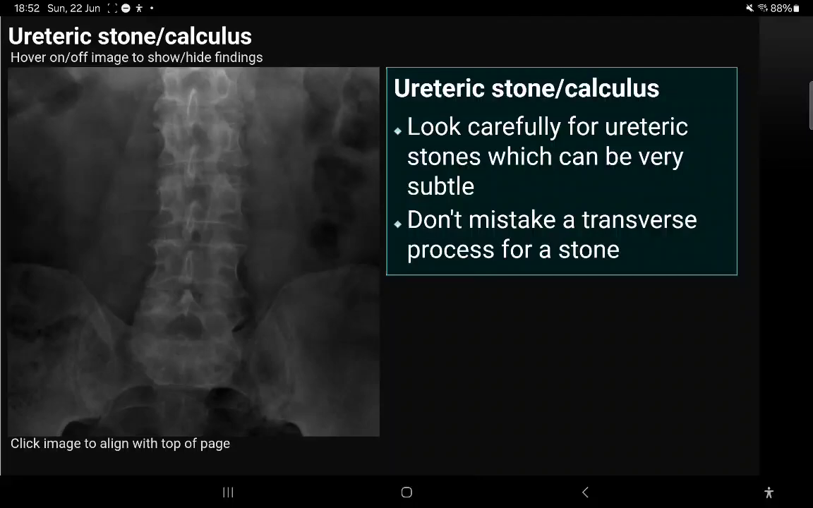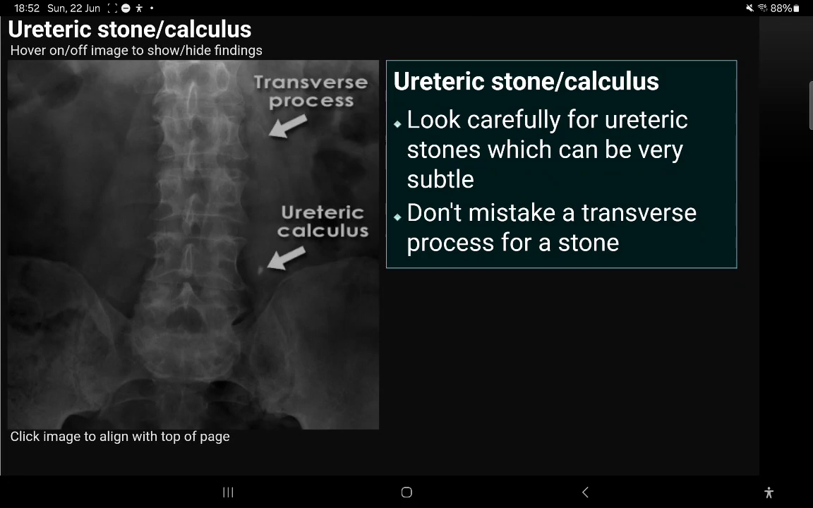In this image, we have downward in the mid-ureter a stone adjacent to the iliac bone between it and the vertebra. In this place, here, a ureteric stone. This is the transverse process of the lumbar vertebra, and here we have the ureteric calculus downward. Ureteric stone or calculus: look carefully for ureteric stones, which can be very subtle. Don't mistake a transverse process for a stone. This is the rule. Now moving to the next type of calcifications.